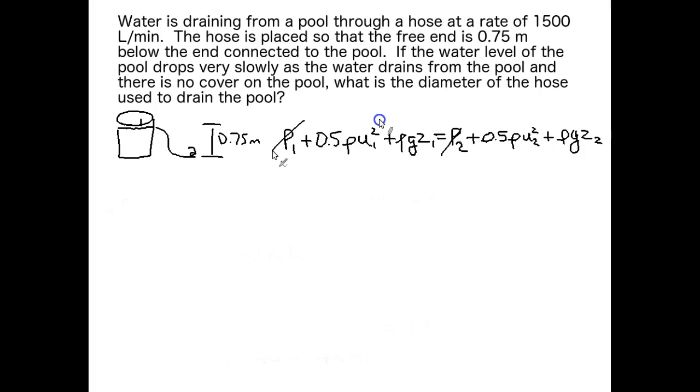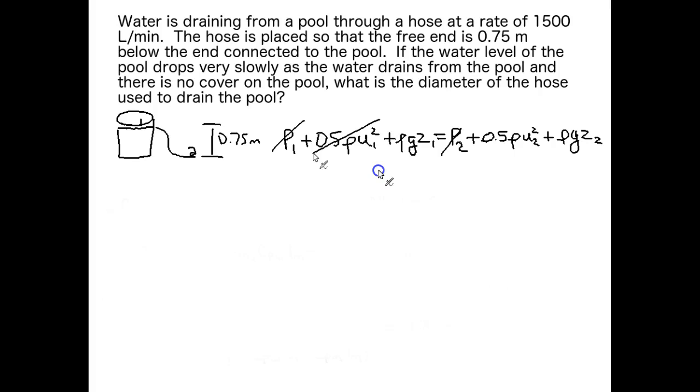That means that the velocity at point 1 is really slow. And if it's really slow, to an engineer, we say it's 0, don't worry about it. So that first velocity term, because u1 is 0, this term goes away. But what about at point 2?